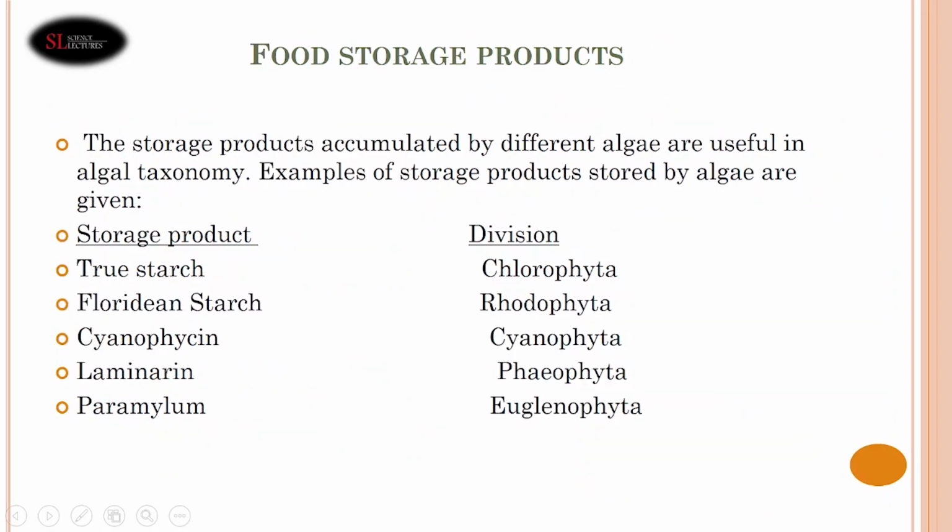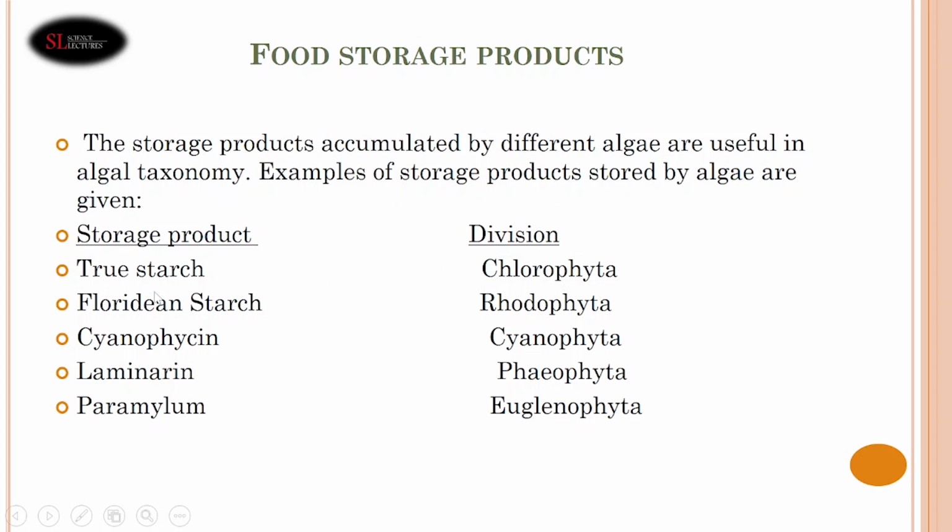So algae can also be classified based on what food reserves they have. The storage products accumulated in different algae are also very important in their taxonomy. Different groups of algae store different types of storage products. Number 1, there are groups that store starch, and those are the chlorophytes.